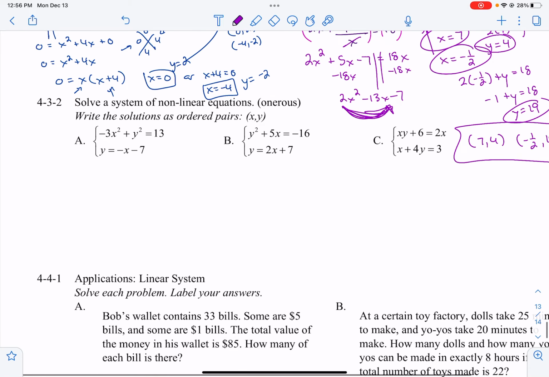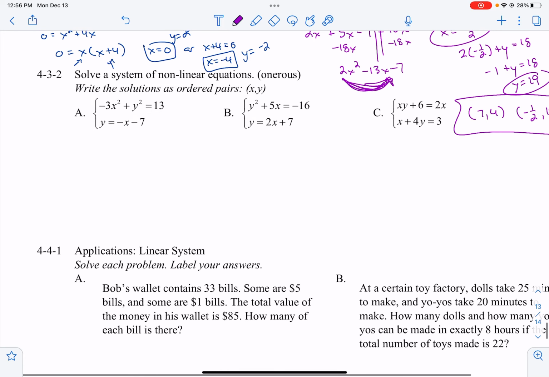Okay, last couple problems here. Negative 3x squared plus y squared equals 13, and y equals negative x minus 7. Let's take this y value and plug it in right there. So I get negative 3x squared plus (negative x minus 7) squared equals 13.